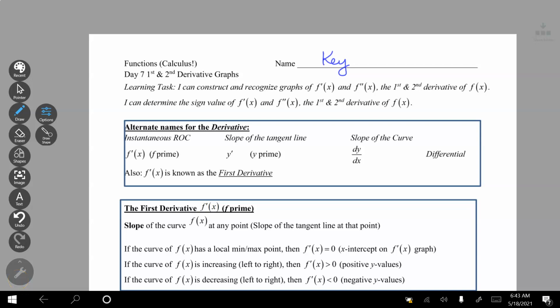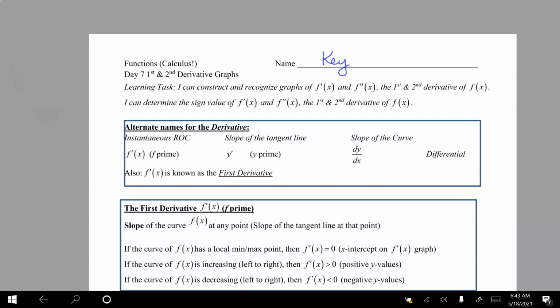Welcome to day 7 of Unit 8. This is our last topic for the year. So far we looked at graphs and decided what the first and second derivative were going to be. We looked at equations and used the first and second derivative to figure out things. Now we're actually going to draw graphs of the first and second derivative.